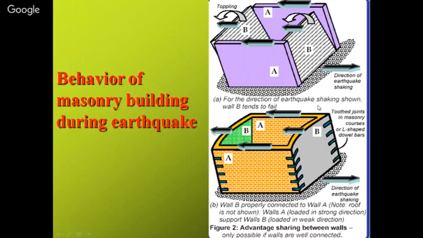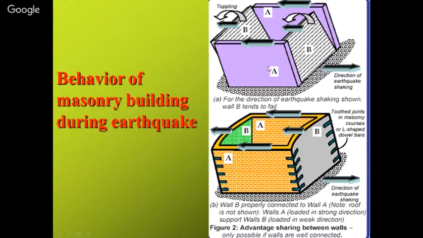It will behave as one unit. So that's how the earthquake force behaves. And when this force is in this direction, this wall will behave as an in-plane wall, and this wall will behave as an out-of-plane wall. But because of the joints at these corners, this behaves as a single unit, a box kind of unit.